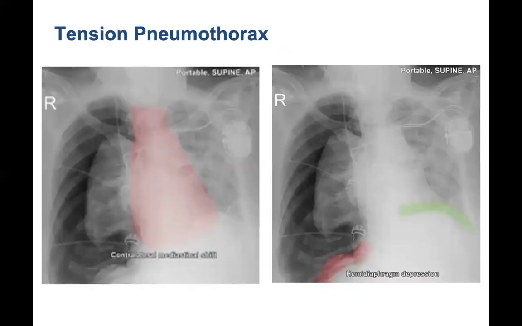Here are two examples of a chest x-ray of a pneumothorax or a tension pneumothorax. You see here is a lung that is collapsed. We see air, and this is actually starting to push on the mediastinum. And here you have a change in diaphragm depression due to that increased air.